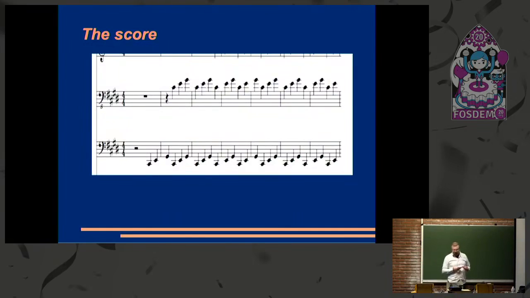And that's what one of the things looks like. It's not very interesting, I'm afraid, but it's music. It's meant to be listened to, apparently.